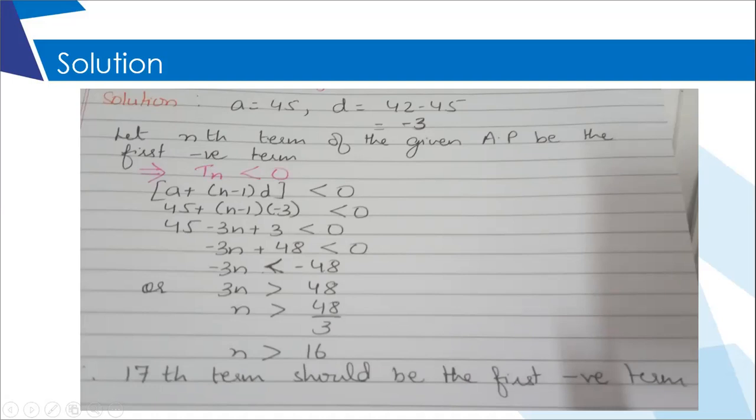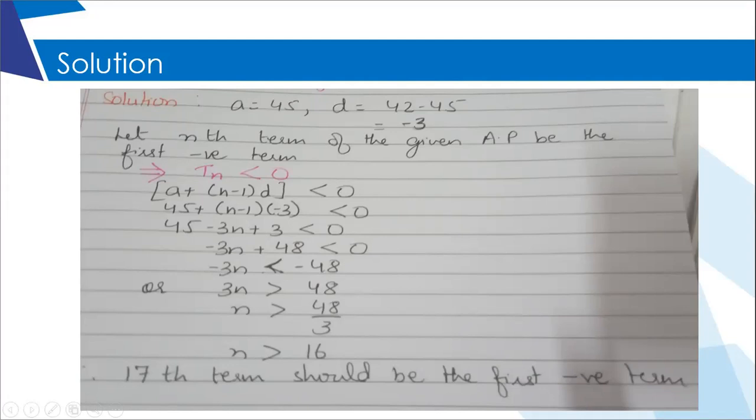So if I multiply the left side with -1, I have to multiply the right side also with -1. So what will happen? These two will become positive, but because you are multiplying with a negative quantity, the inequality sign will change. Remember when we did inequations, I told you multiplying or dividing with a negative number, your inequality reverses. So 3n is greater than 48, n is greater than 48 by 3, which is n is greater than 16. That means till the 16th the term is not negative.